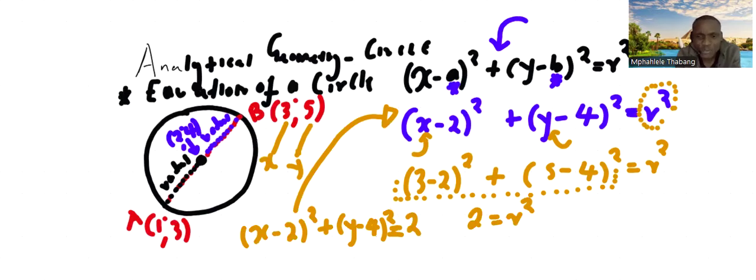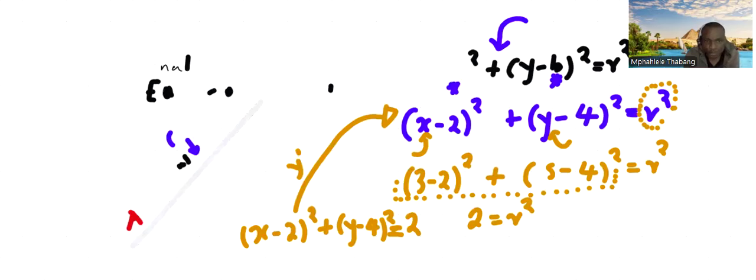Please, grade 12, this is part of your syllabus. You must be able to find the equation of a circle. When you approach analytical geometry, make sure that you know how to find it. What is the equation of the circle? (x minus 2) squared plus (y minus 4) squared equals 2. Okay. Another thing that the examiners can do now, let me remove everything. This is the second possible question, highly possible as well.